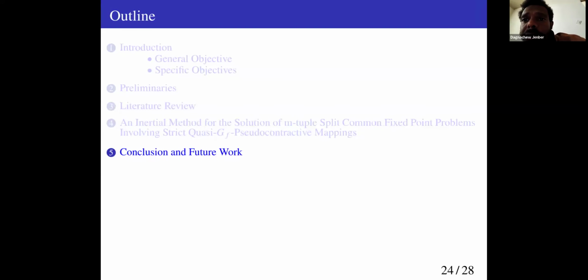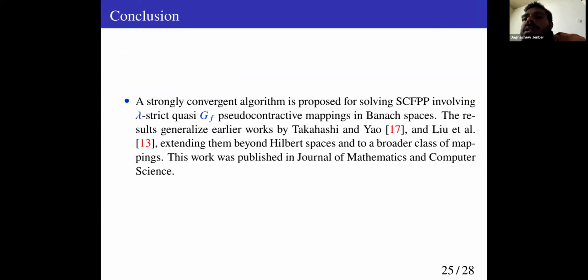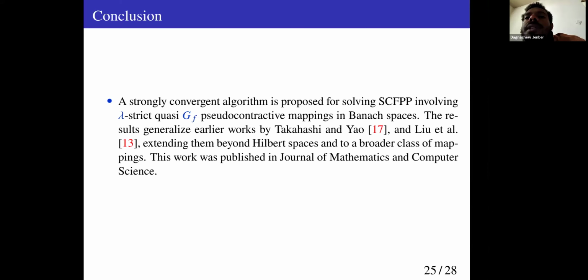So we have a conclusion and future work. As a conclusion, a strongly convergent algorithm is proposed for solving a split common fixed point problem involving lambda strict quasi-J pseudo-contractive mappings in Banach spaces. The result generalizes parallel works by Takahashi, and Yao and Liu, extending them beyond Hilbert spaces to a broader class of mappings. This work is published in the Journal of Mathematics and Computer Science.